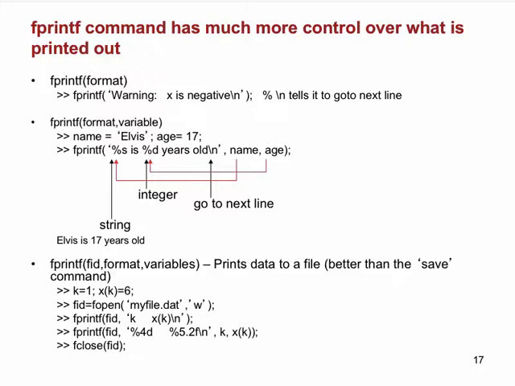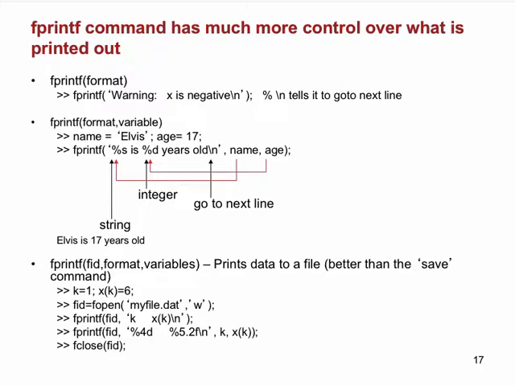So for instance, if I wanted to say Elvis, here's the name, is 17, then fprintf would say, okay, first I have to tell it I want to print a string, which is text, which is this name. So this S is telling me it's a string. And then I want to say, treat this as an integer number. And why does D stand for integer? I don't know. Years old. And then there's this character here saying jump to a new line, so that this is nicely formatted.